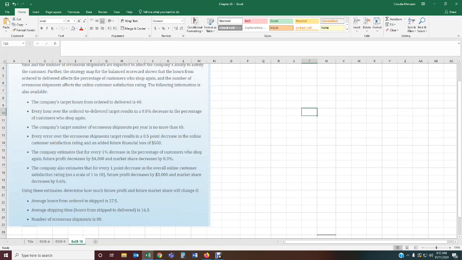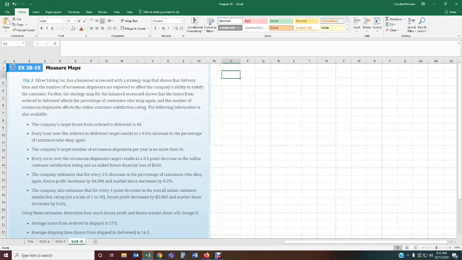Using these estimates, we have to determine how much future profit and future market share will change if the average hours from order to shipped is 27.5, the average shipping time, the hours from shipped to delivered, is 16.3, and we have 80 erroneous shipments during the year.